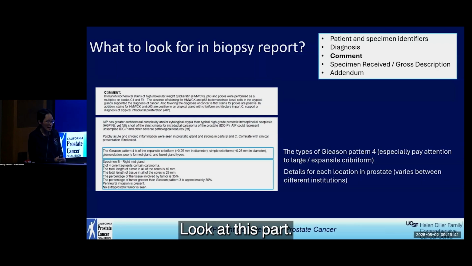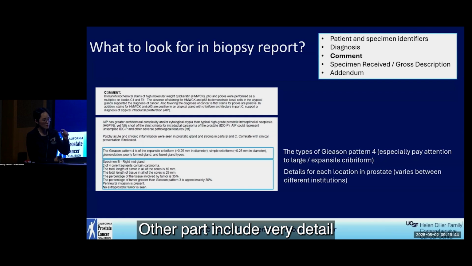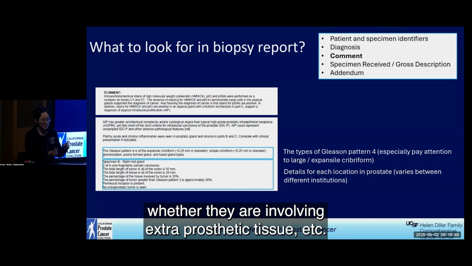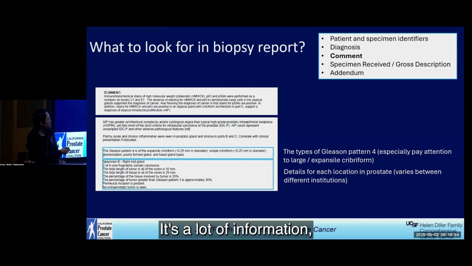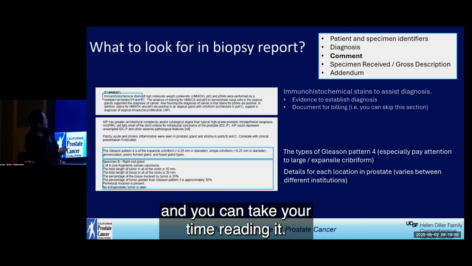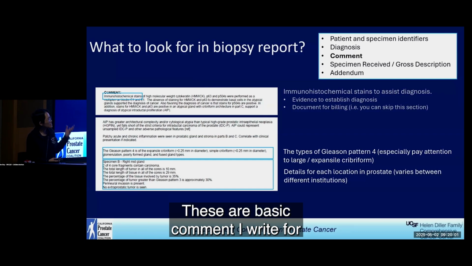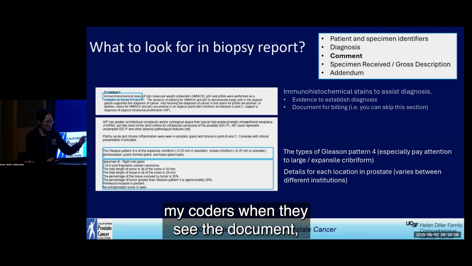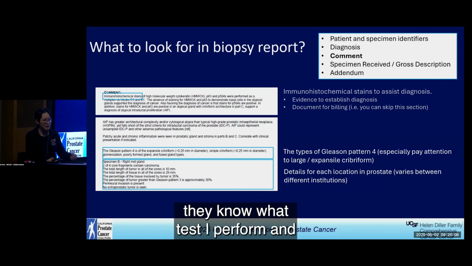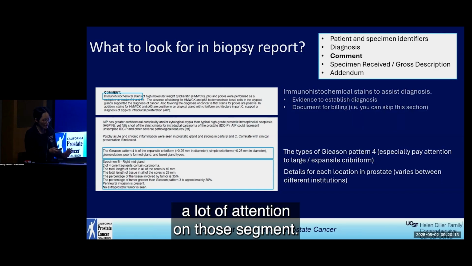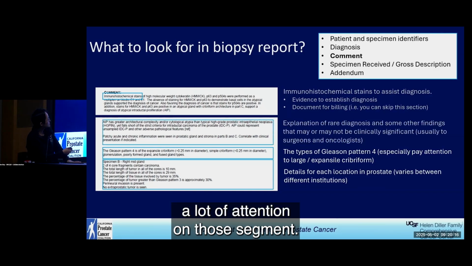Look at this part. And other parts include very detailed information like tumor volume in each core, whether they involve nerve, whether they are involving extra-prostatic tissue, etc. So it's a lot of information, and you can take your time reading it. And there are also some language here you will feel like, well, how is this relevant to me? So these are basically comments I write for my coders, so when they see the document, they know what tests I performed and how they charge per report. So you don't have to put a lot of attention on those segments.